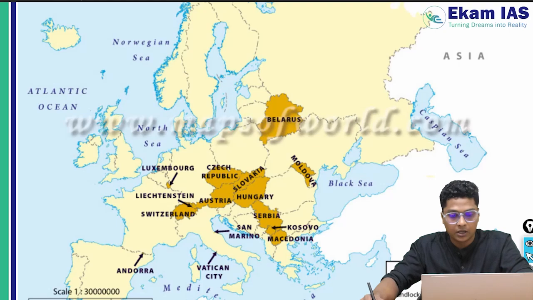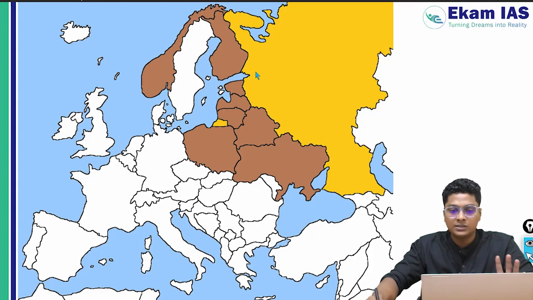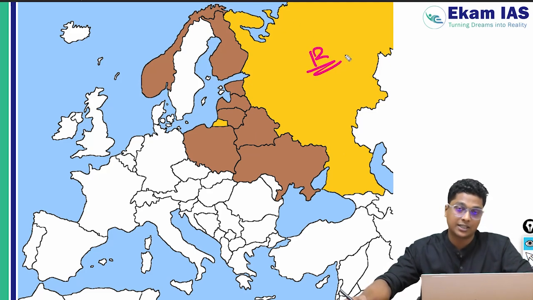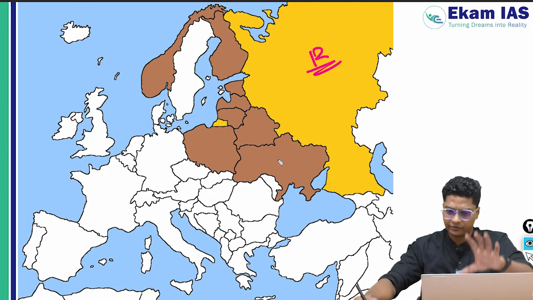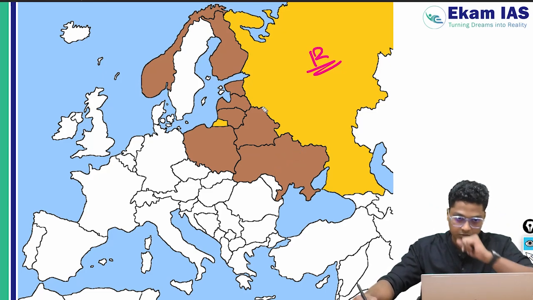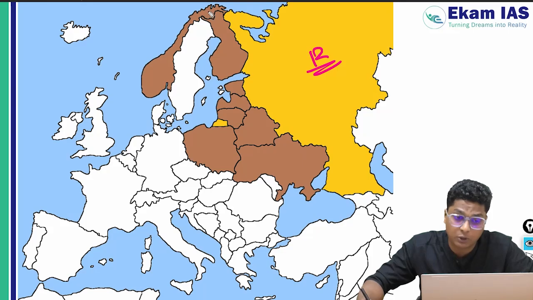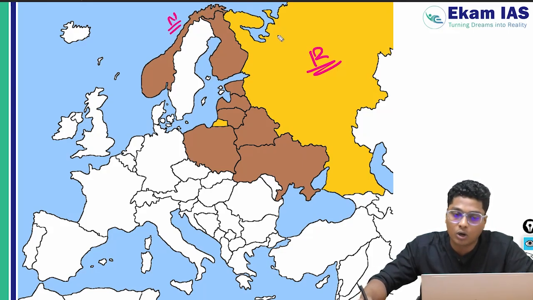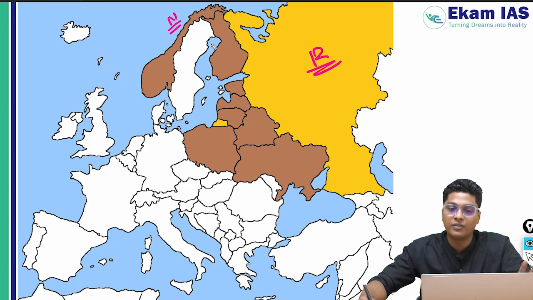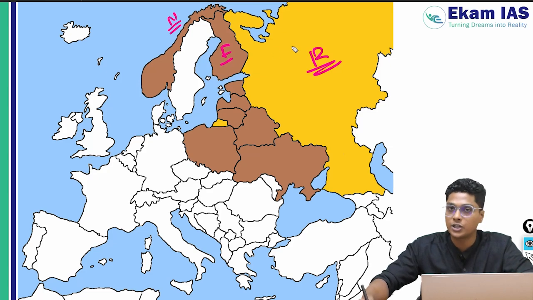Landlocked countries. Okay, now this image shows the countries that are sharing border with Russia. I'm limiting myself to the European countries, not coming towards the Asian nations. So here, from the north side, the first thing you should remember is Norway is sharing border with Russia. Also Finland, recently a NATO country, is sharing border with Russia, right?